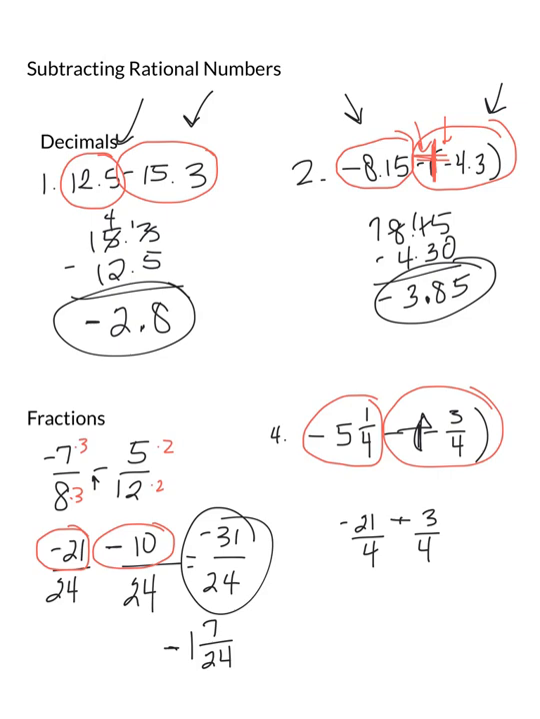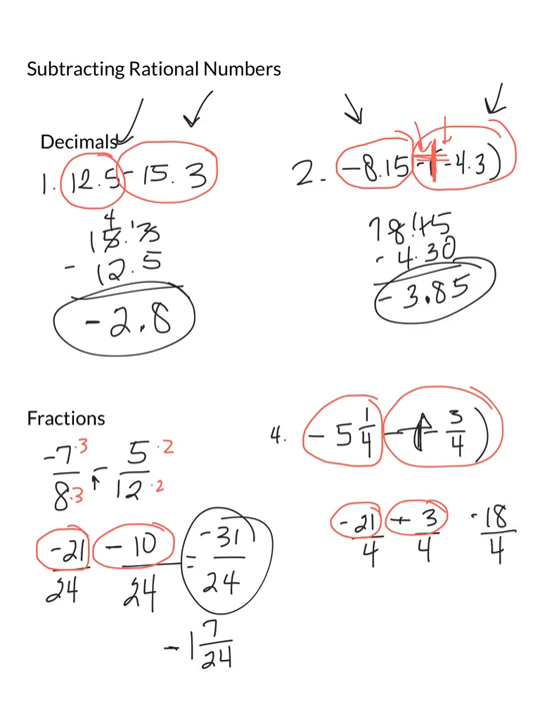So I'm going to take a look at my numerators. I'm going to circle my terms. Negative 21, positive 3. I'm going to put those two together. I get a negative 18 out of 4.